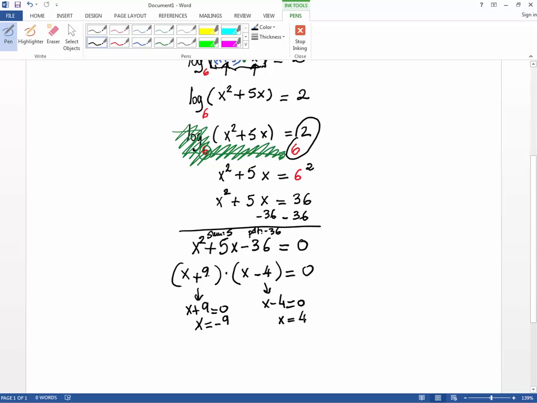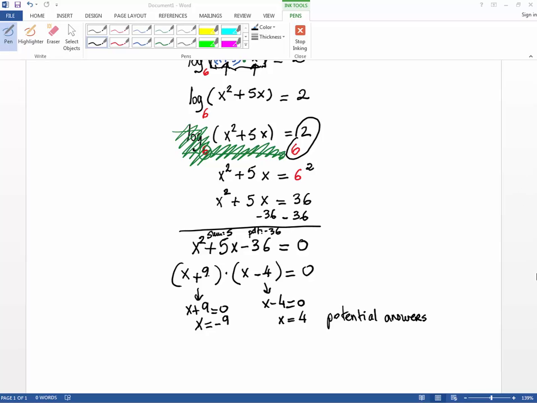Don't just say, oh, I don't like negative values whenever I'm taking care of a log. You really need to actually plug in those values and see what they create inside the logs once you clean up the expressions in the log. And we need to stay away from any of those. Those are potential answers. They're not actual answers until we check them out in the original equation. And we want to stay away from creating, after we clean up things, a log of 0 or the log of a negative number, no matter what the base is in that situation.